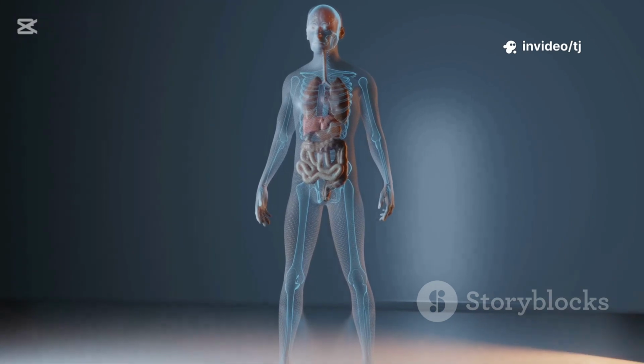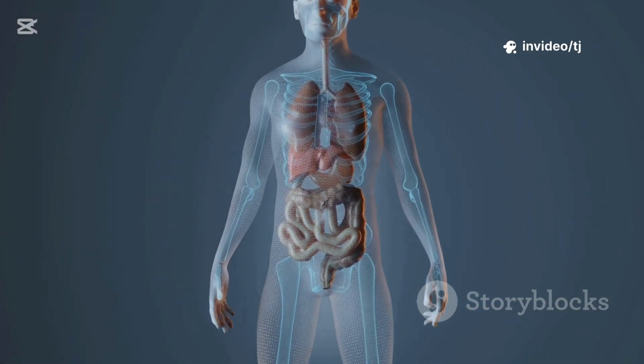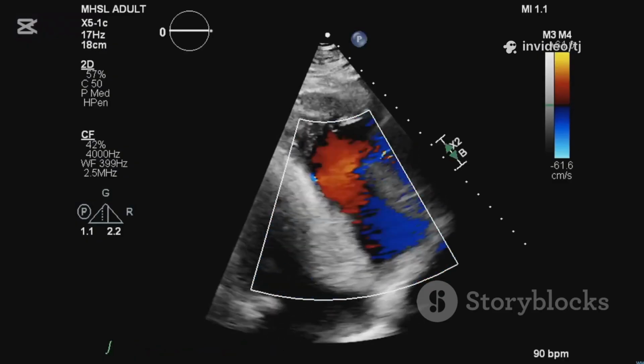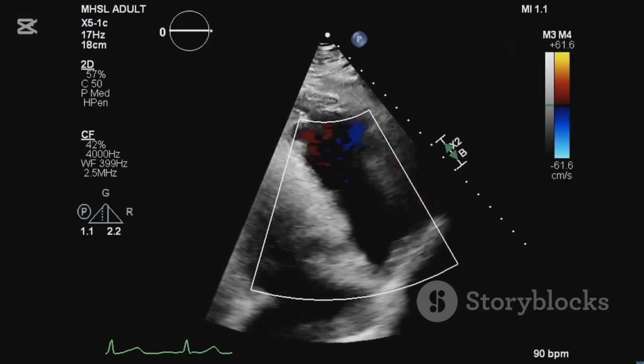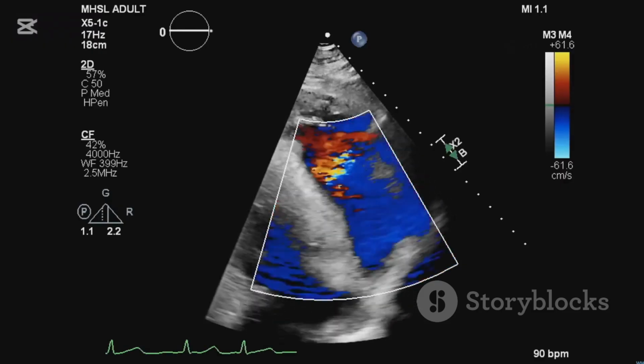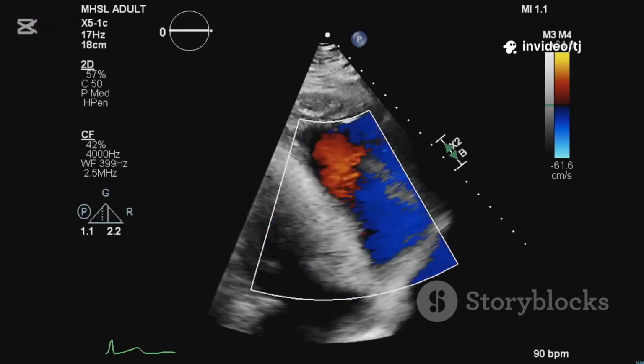This is common in older children and adults. Management of the bicuspid aortic valve. Monitoring. Many people with BAV don't need immediate intervention, but require regular echocardiograms to monitor for stenosis, regurgitation, or aortic enlargement.